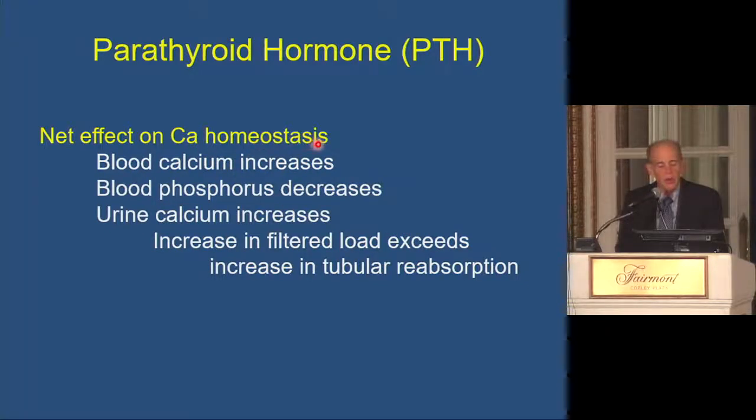Net effect on calcium homeostasis: blood calcium increases, phosphorus decreases, and urine calcium excretion increases because, as I said, the increase in filtered load exceeds the increase in tubular reabsorption. Why is this important? Because, as I said, 7% of my Stone Clinic patients have primary hyperparathyroidism. Because of this increase in urine calcium excretion, they form stones. I saw an orthopedic surgeon, retired, went through a bunch of doctors because he had kidney stones. He simply had primary hyperparathyroidism. And the cure, of course, is surgical.